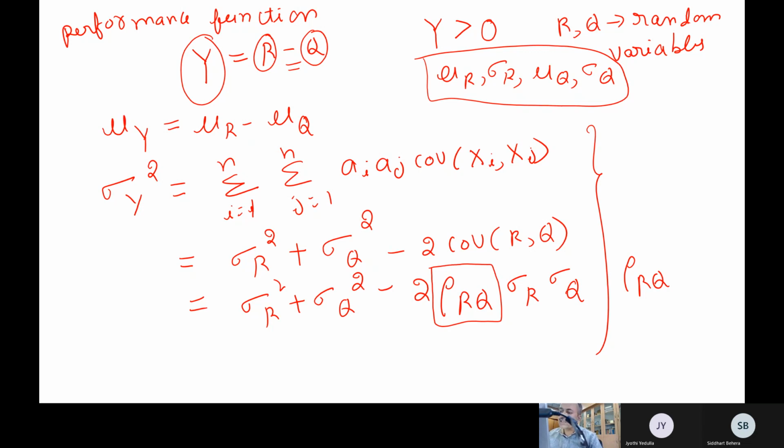So generally, in structural engineering, if you see many of the problems, we assume it to be zero correlated or uncorrelated. If it is uncorrelated, then this becomes simply sigma r squared plus sigma q squared. So this is how we calculate this.